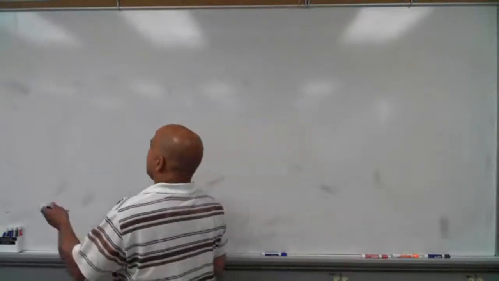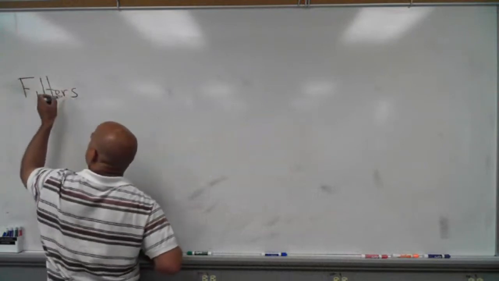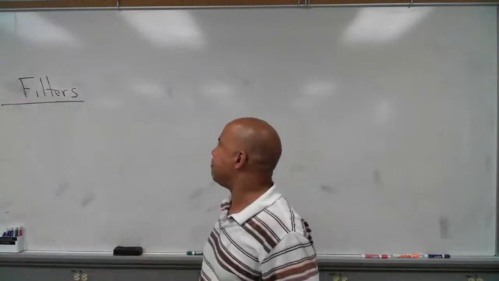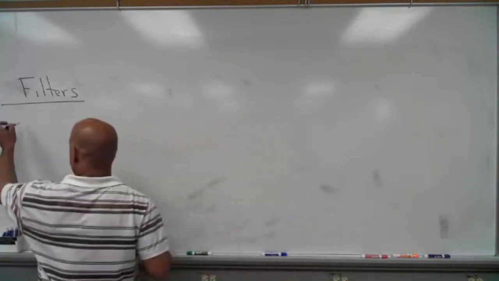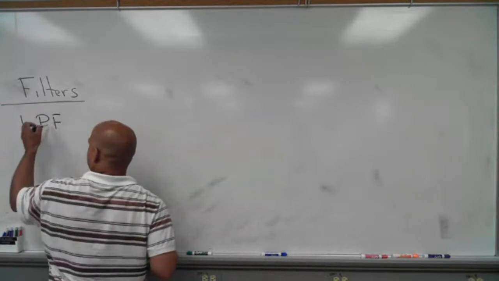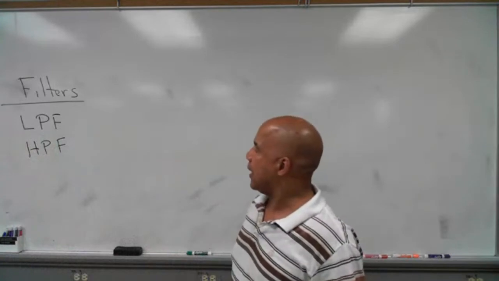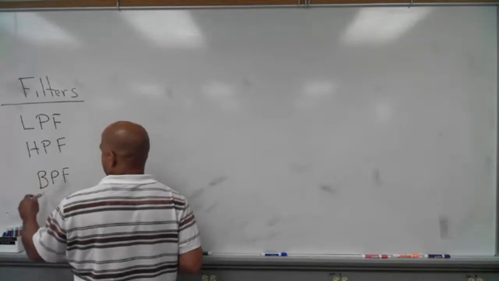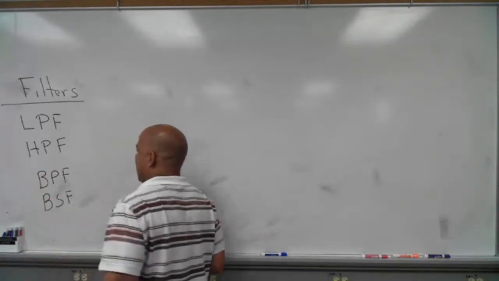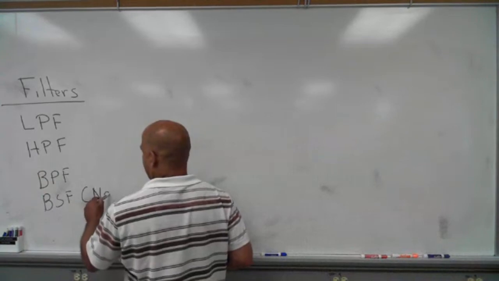Okay, so last time we were together, we talked about filters. We talked about the four different types of filters, two basic filters and two derived filters. The basic filters: the low pass filter and the high pass filter. And then the derived filters: the band pass filter and the band stop filter. The band stop filter is also called a notch filter.